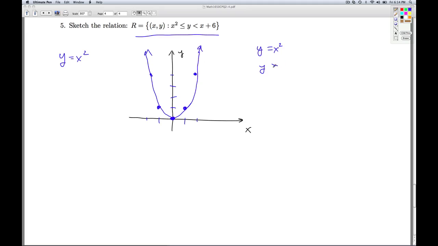So if I want y greater than or equal to x squared, I'd be wanting points whose y value is greater than the corresponding x squared value. In other words, I'd be looking for points that are above the parabola.